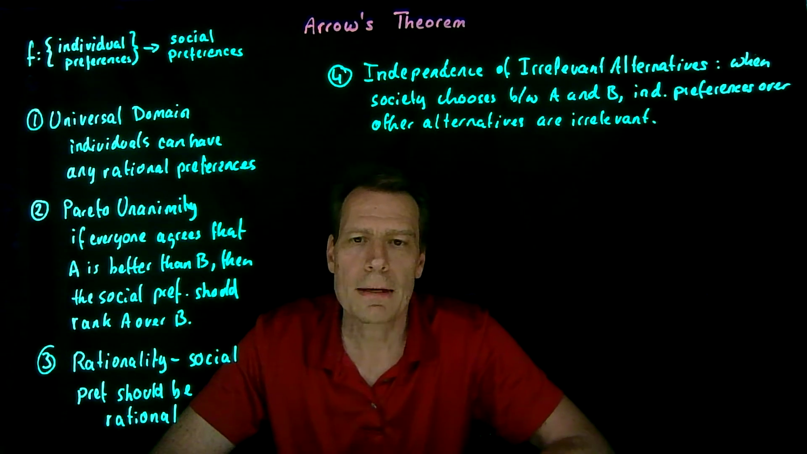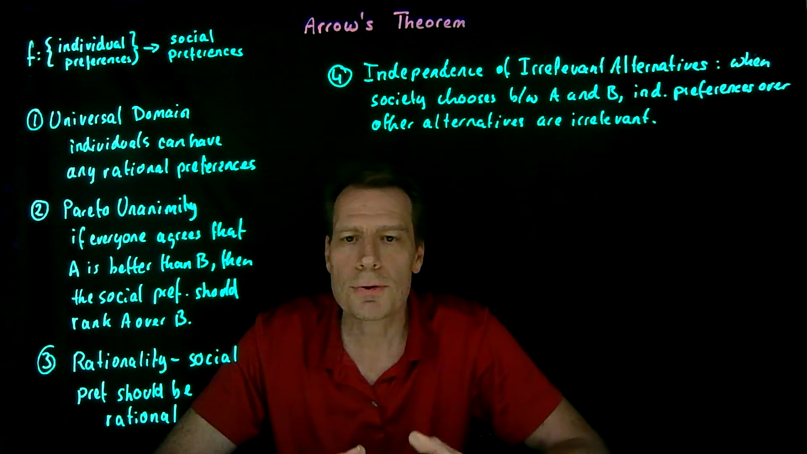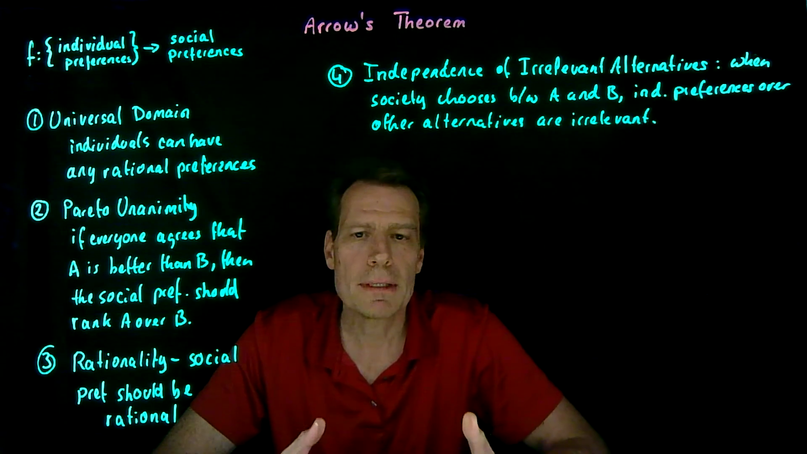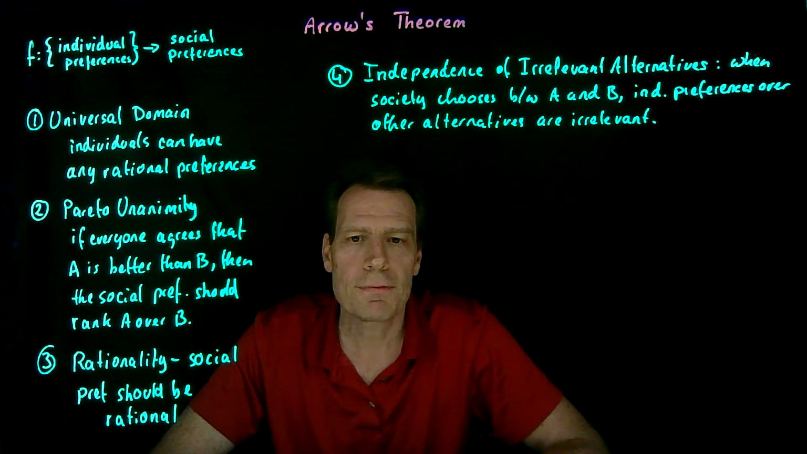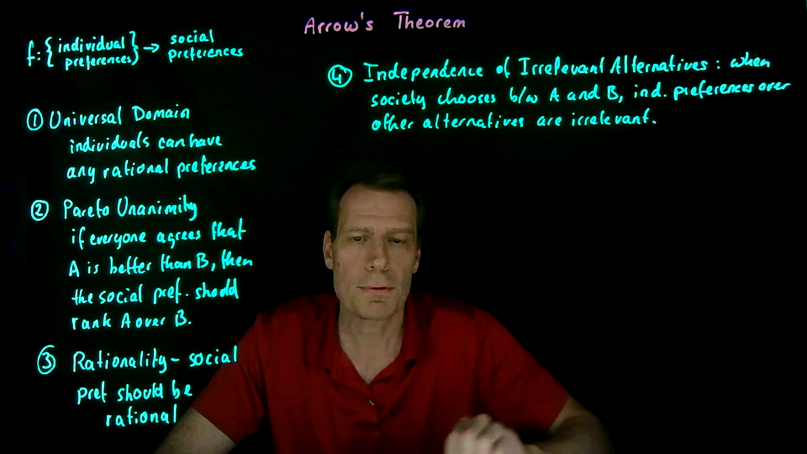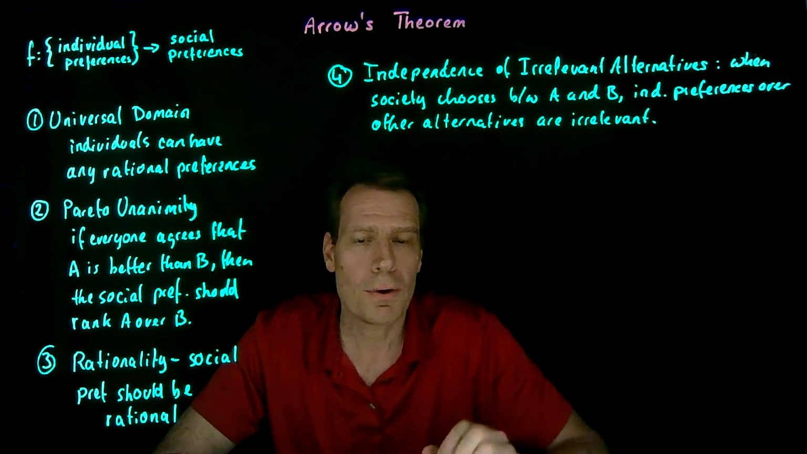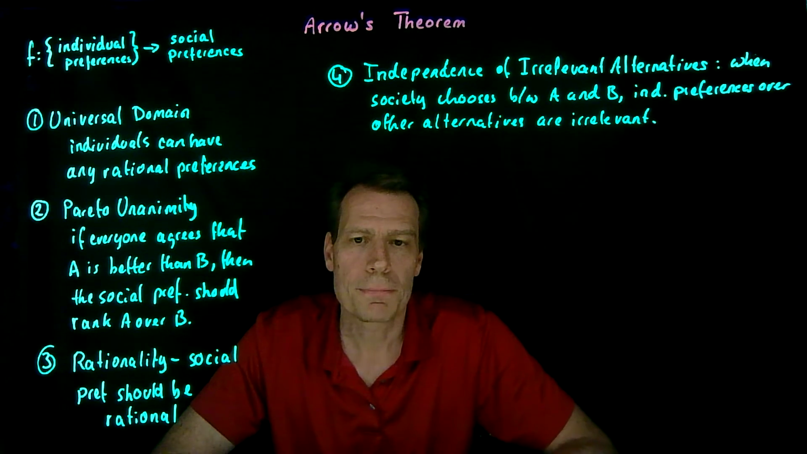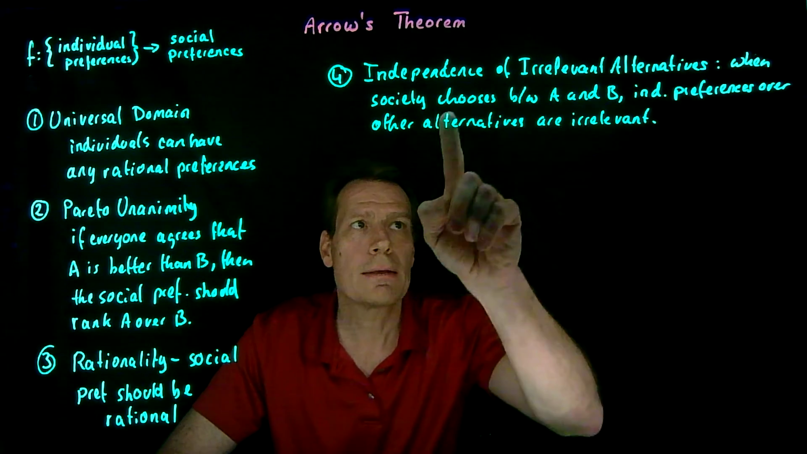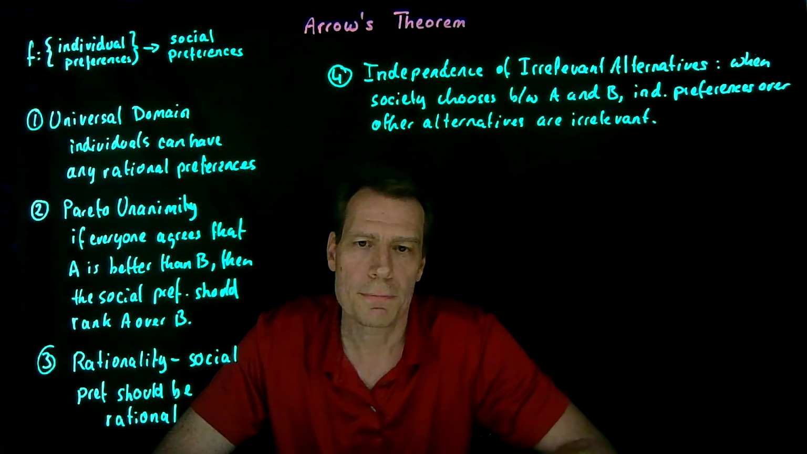And again, it's an assumption that helps ensure that that social choice process can't be manipulated easily. If how we as a society feel between A and B depends on how people feel about something that's completely irrelevant to that choice, then someone could raise these other possibilities and change how we feel about A and B when all of that other stuff doesn't matter. So that assumption is called independence of irrelevant alternatives.